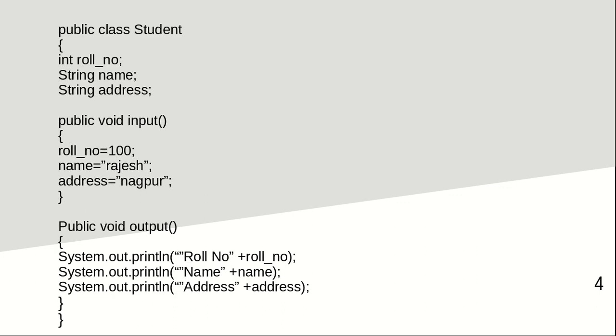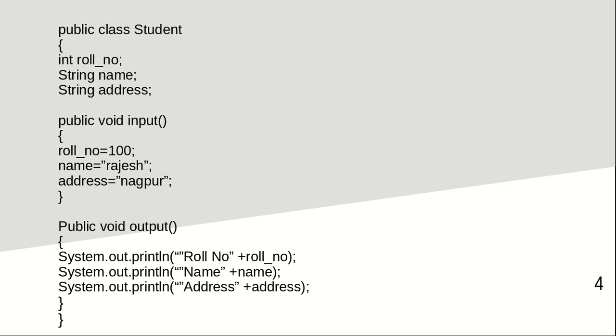So let's discuss an example. To define the class Student, we use the public access specifier, then the class keyword, and then the name of the class, Student, then an opening brace. Then we specify the members of that class: integer roll number, string name, string address. These are the three data members for our Student class. Then we specify the methods: public void input, and then we initialize the members: roll number equal to 100, name equal to Rajesh and address equal to Nagpur.